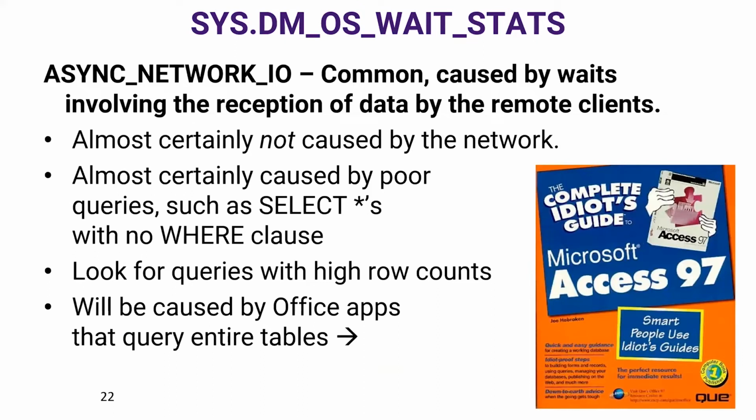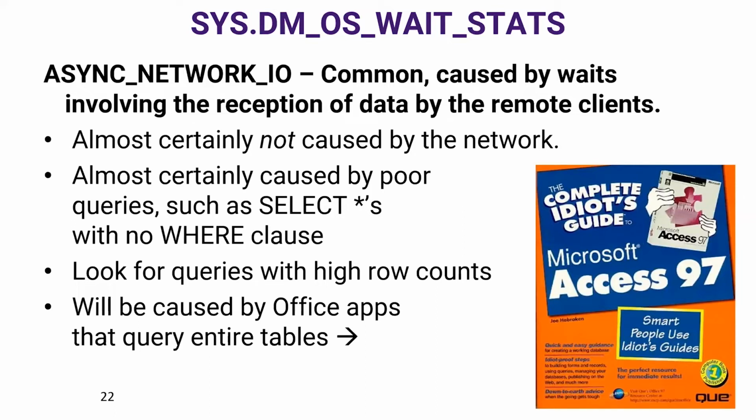Okay, moving on. ASYNC_NETWORK_IO. Now, this is the one the marketing people really do. This is very common. It's caused by waits involving the reception of data by remote clients. And it could involve the processing of that data by the remote client, but more likely it is the transmission and the reception and the calling of that data by the remote client.